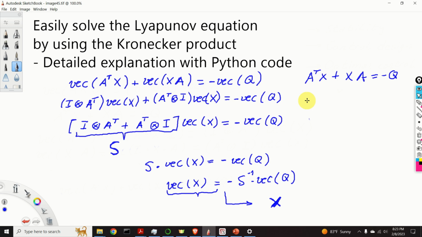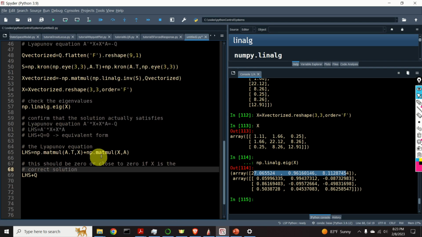Now, if we take this left-hand side, and if we add to this left-hand side plus Q, the result should be 0, if X is actually the solution of the Lyapunov equation. So let's verify that. We will compute this part, and then we will add Q to this part, and the result should be 0. So let's do that.